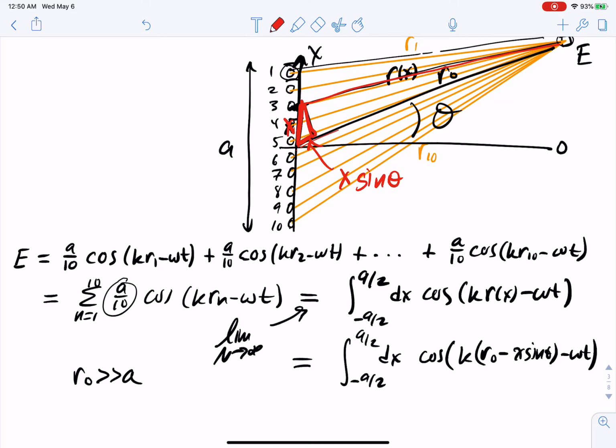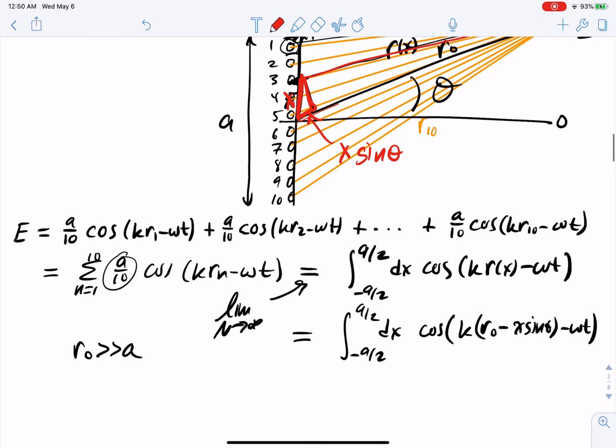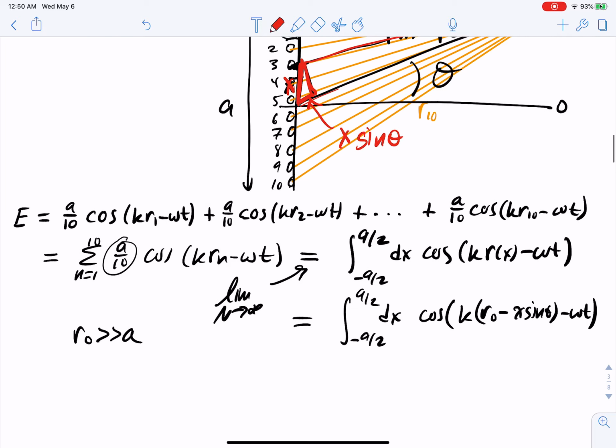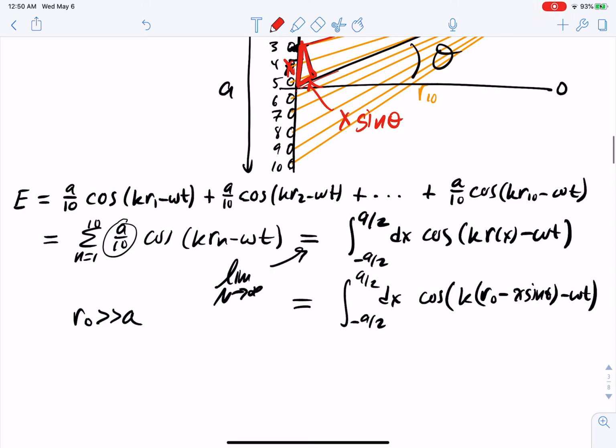Okay, so that's actually something that can be integrated. We won't bother to do it here, but it's something you could do pretty quickly, or not quickly, but you could do it with intro calculus, because it's just the integral of a cosine. It looks bad because there's this sine theta, but sine theta is just a constant.